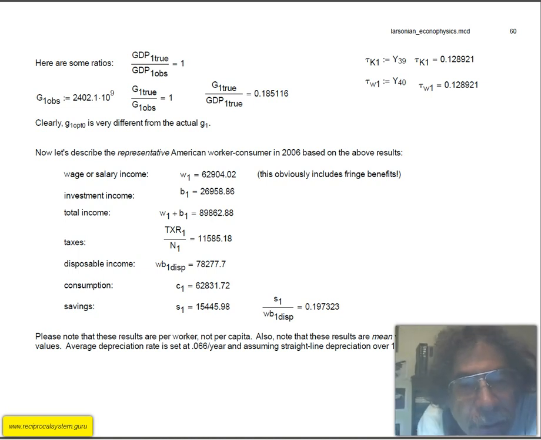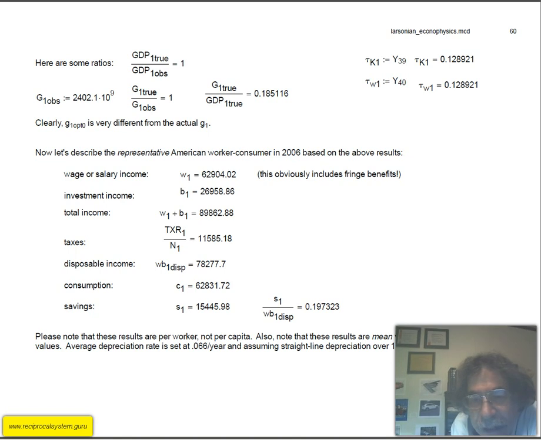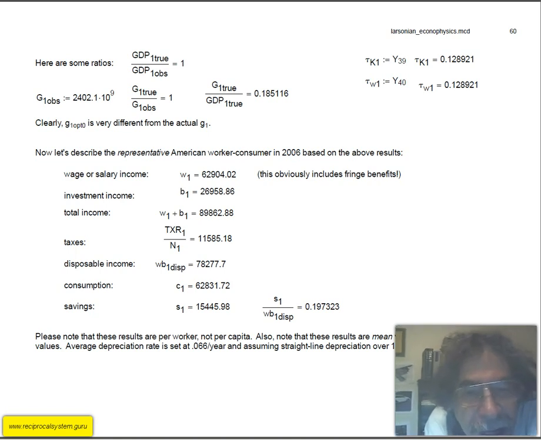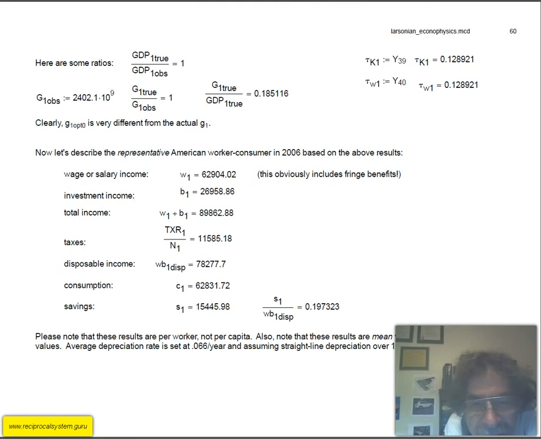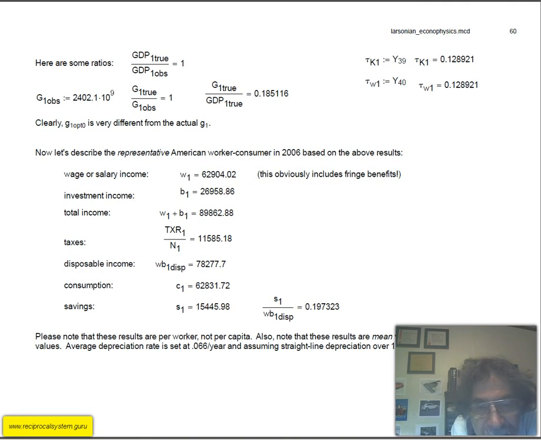So let's summarize what the representative American worker consumer in 2006 had. A wage, $62,104.02. That's obviously wages plus fringe benefits and like vacations. Investment income, $26,958.86. Total income would be $89,862.88. Taxes, $11,585.18. Disposable income, $78,277.70 there. Consumption, $62,831.72. And savings, S1 equals $15,445.98.